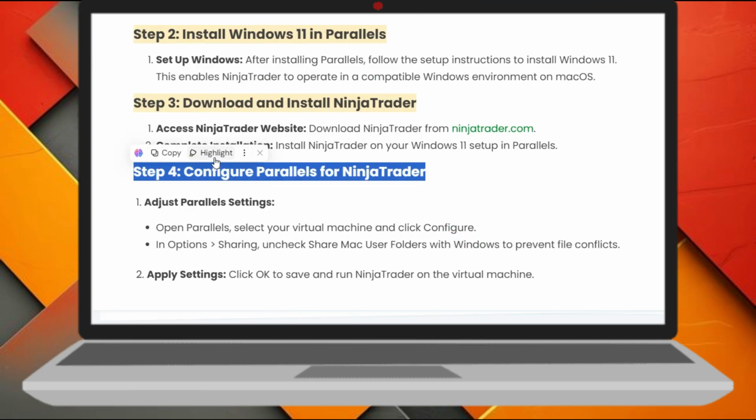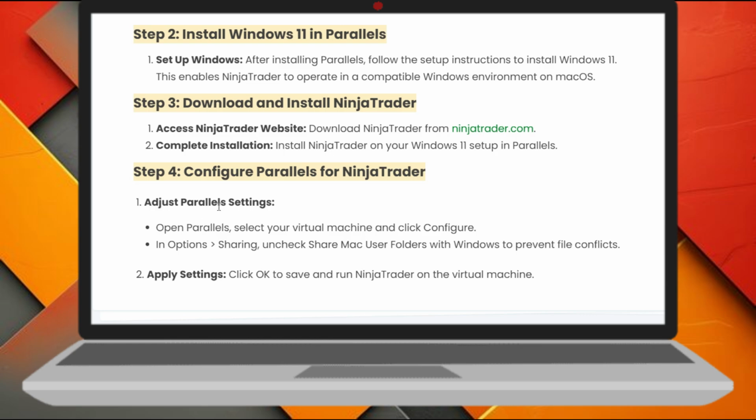Step 4. Configure Parallels for NinjaTrader. Adjust Parallels settings. Open Parallels, select your virtual machine and click Configure. In Options, go to Sharing, uncheck Share Mac user folders with Windows to prevent file conflicts. Apply settings, click OK to save and run NinjaTrader on the virtual machine.